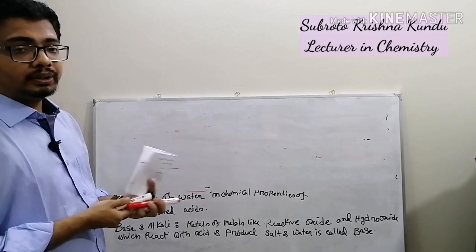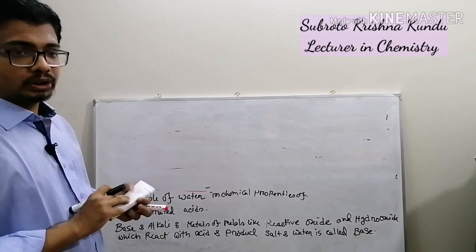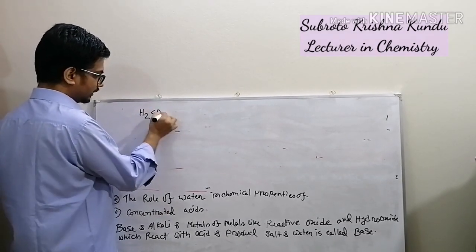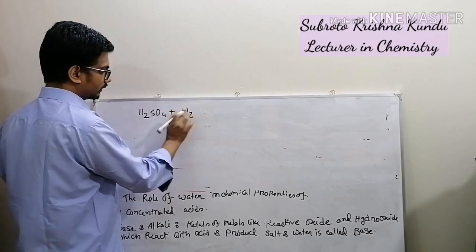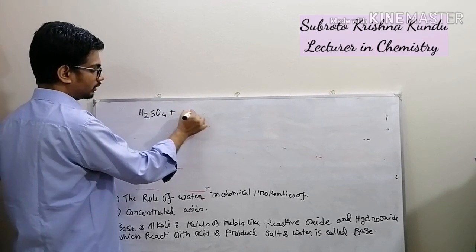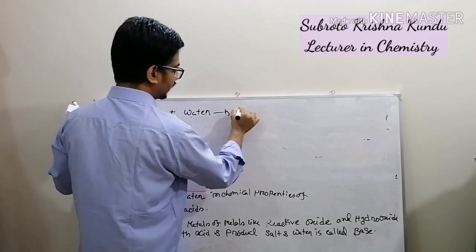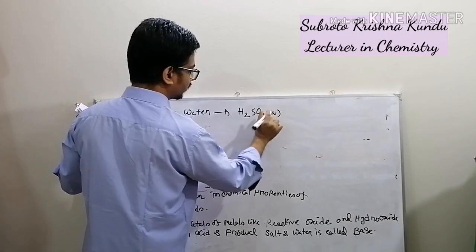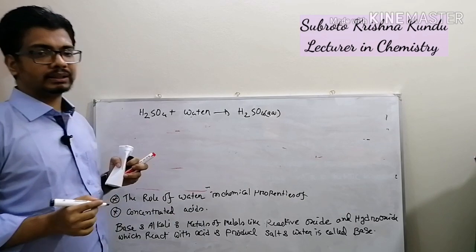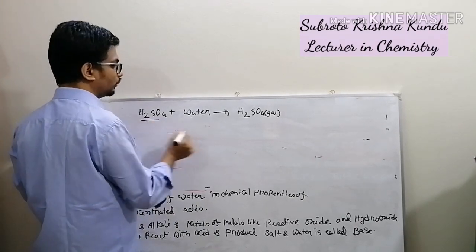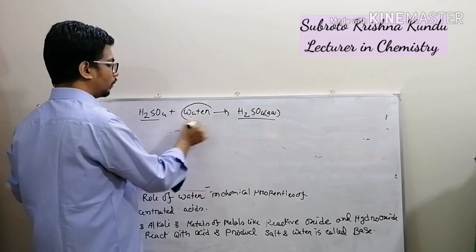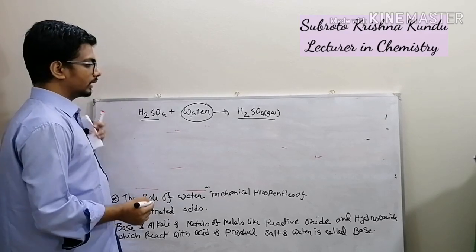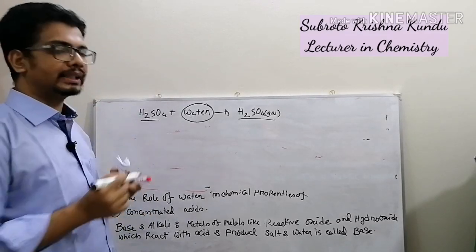Okay, if we want to dissolve or dissociate the acid, we have to add some water. When sulfuric acid is added in some water, it produces an aqueous solution of acid. Aqueous solution of acid. That means if we want to make an aqueous solution, water is needed. That's why the role of water is important for acid-base reaction.